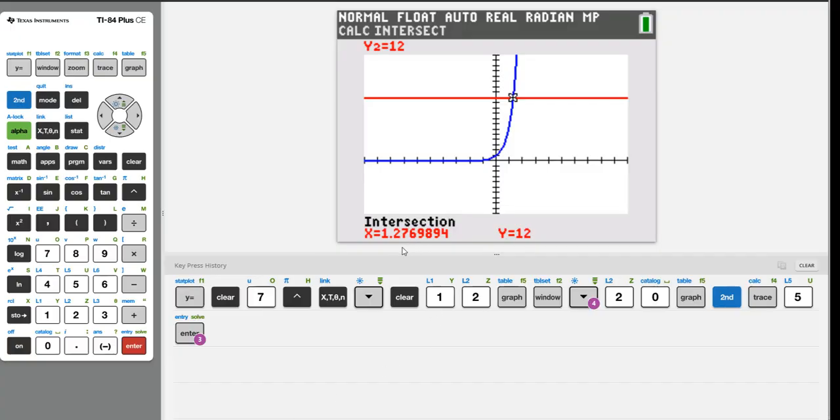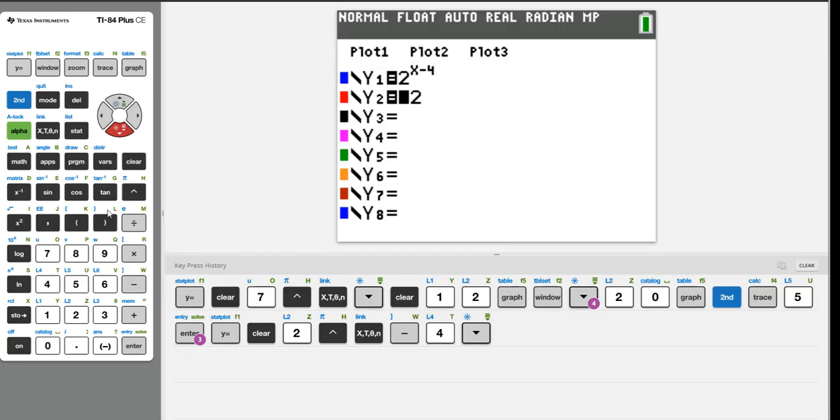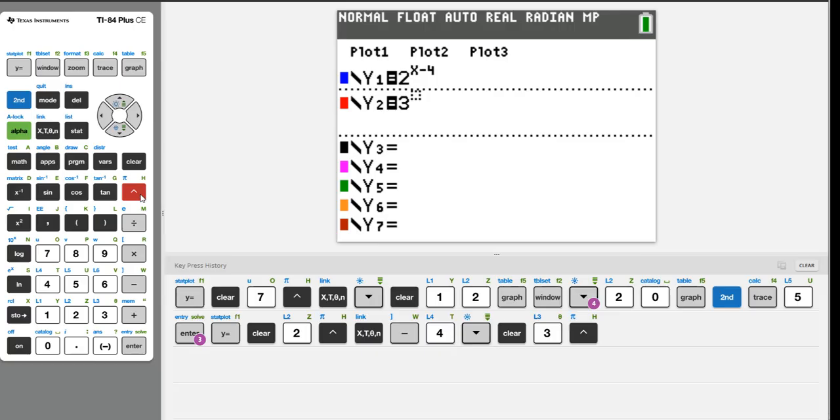To do the second problem on the TI-84 calculator, press y equals. Press clear to clear y1. Type in 2 and press the caret key. Type in x, subtraction, 4. And press the down arrow. Press clear to clear y2. Press 3 and press the caret key. Type in 2x and press graph.